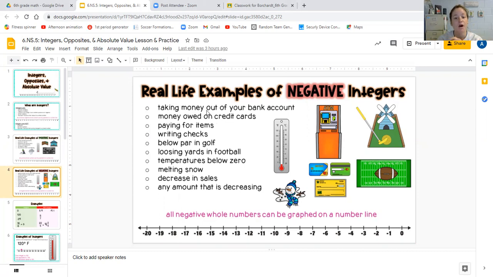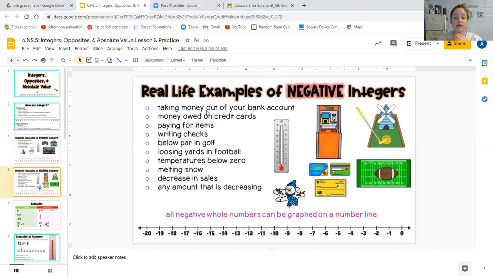Paying for an item, writing checks. A lot of you may not remember or know what a check is. A check is just a piece of paper that you would write to give money to someone else. Below par in golf. Okay, when we talk about golf, remember, you're trying to get the smallest score, and that's how you win. So if it's below par, that is a negative number. It has that keyword below. Losing yards in football, say your favorite team's quarterback got sacked for a loss of yards, that is negative yards. Temperatures below 0.